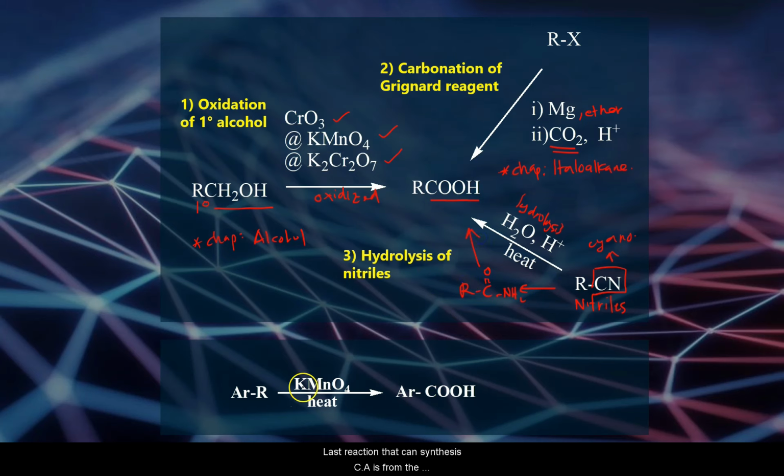Last reaction that can synthesize carboxylic acid is the oxidation of arenes. Treatment of any arenes with potassium permanganate results in oxidation to give benzoic acid.